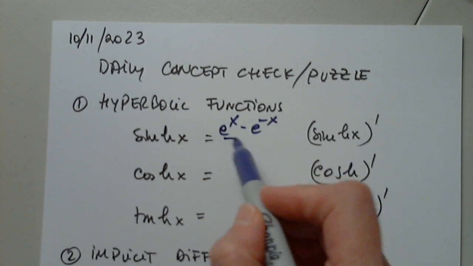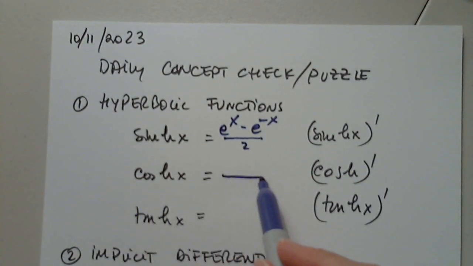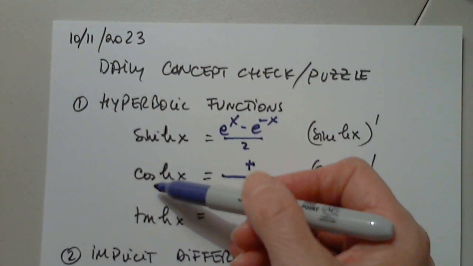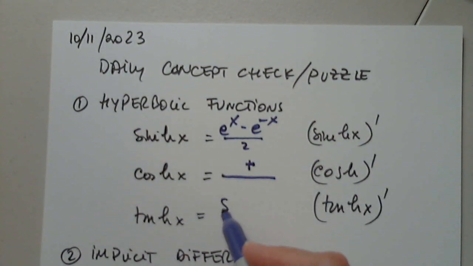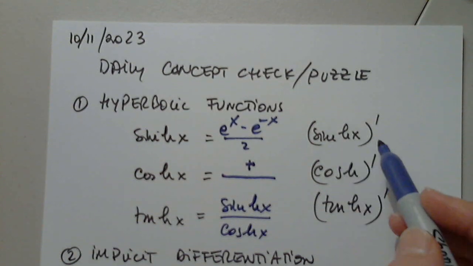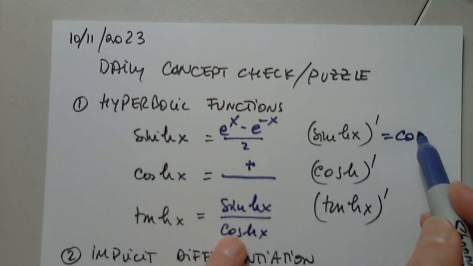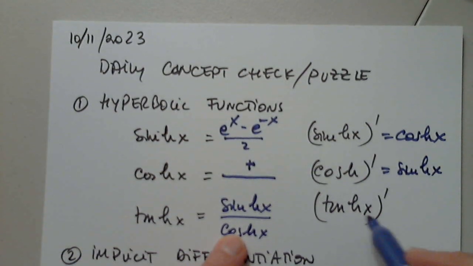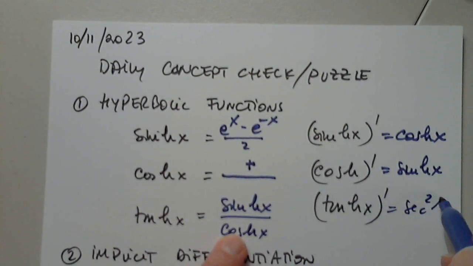Minus e to the negative x, divided by 2. This one is the same but with plus. And this one, of course, is this over this, and so on and so forth. So hyperbolic sine over hyperbolic cosine. And now this prime is cosine hyperbolic, and this one is positive, and this one is secant squared.